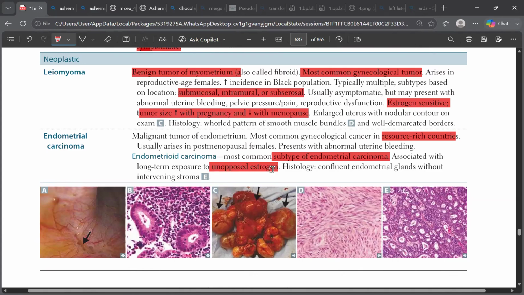Unopposed estrogen is involved everywhere there is an endometrial condition. The histology is confluent endometrial glands without intervening stroma. So these are all the glands, they're very confluent and they do not have any intervening stroma. It is related to the endometrium, and leiomyoma is a tumor of the myometrium. Endometrial carcinoma arises in postmenopausal women, while leiomyoma would be in reproductive age females.